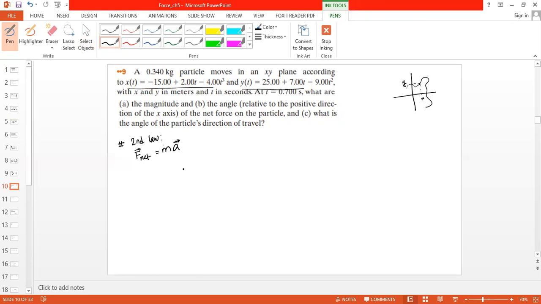Look, this is a 2-dimensional object, so we can write ma, that means m times acceleration, which has an x component.